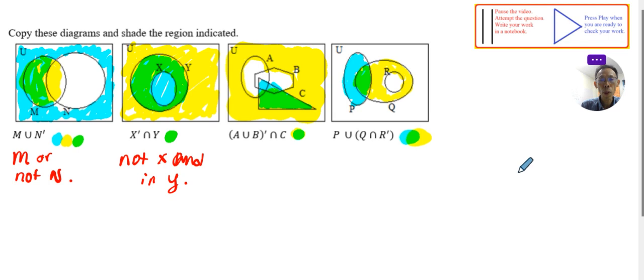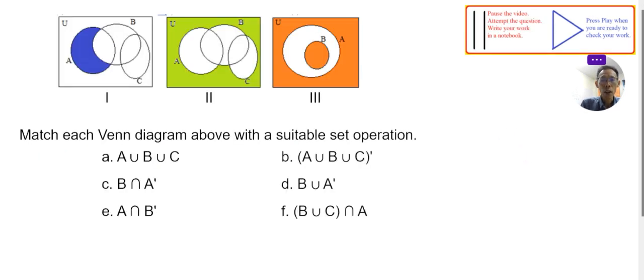Okay, do you get all of them correct? Good job, you get all of them correct. All right, here's another question. This is just matching the Venn diagram with suitable set operations. Now let's read this out and make sense of it.